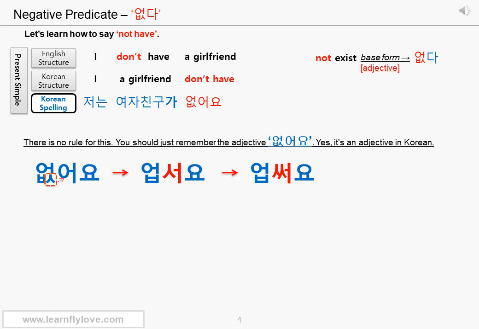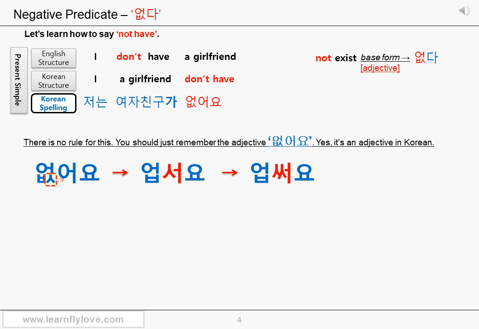The base form of this negative predicate is 없다. 없 is the stem. Maybe I've never mentioned this before, but you never pronounce both final consonants of the consonant cluster at the same time. And you can add a present tense ending, 어요, 없어요. Let's talk about the pronunciation shortly. Two consonants in the final are called a consonant cluster. We never pronounce both of the consonants in a consonant cluster at the same time.